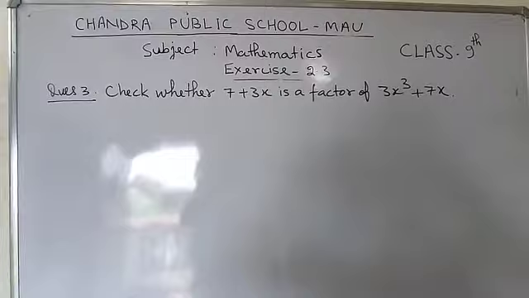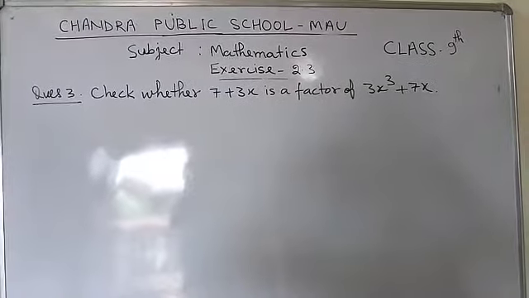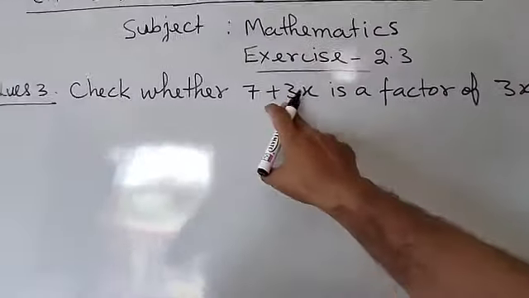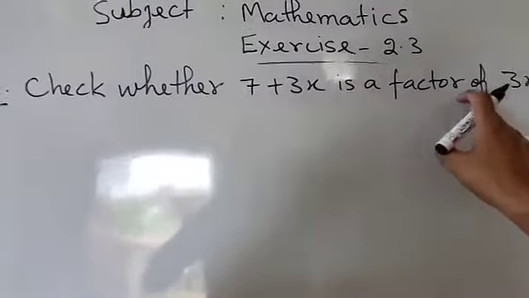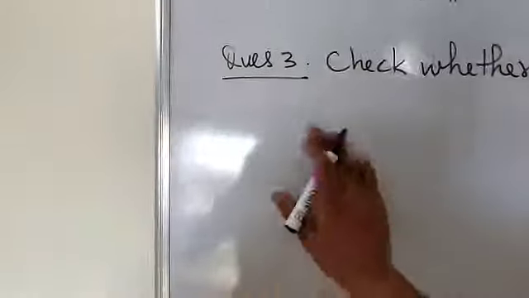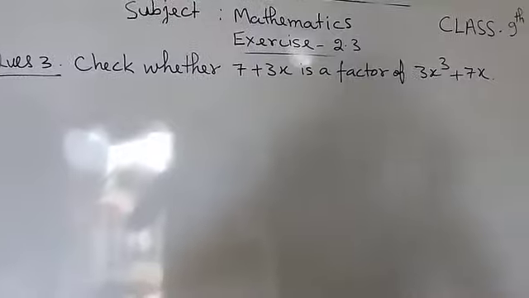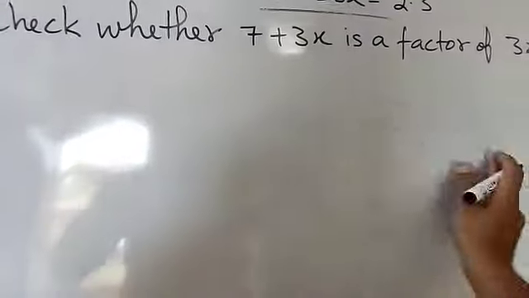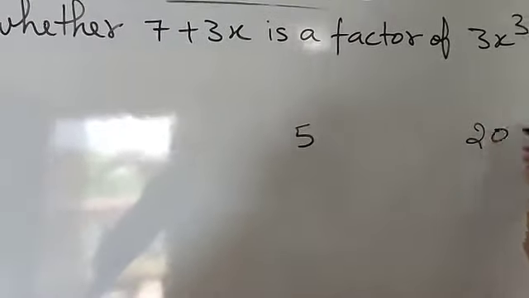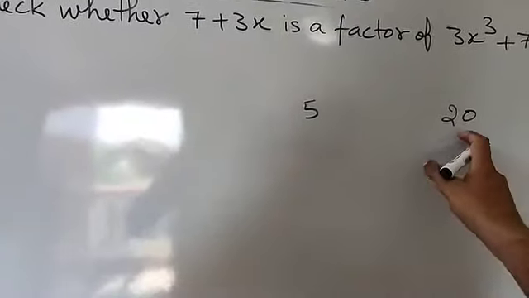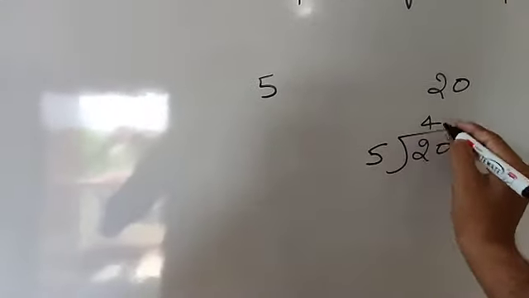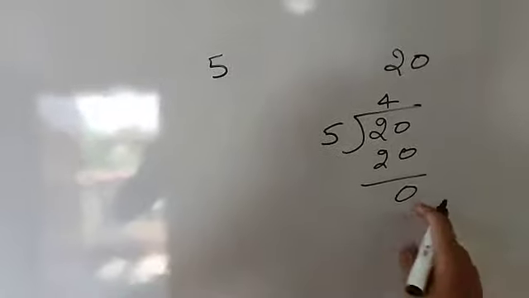Now students, here it is question number third. Check whether 7 plus 3x is a factor of 3x cube plus 7x. You need to check whether this polynomial 7 plus 3x is a factor of this 3x cube plus 7x or not. So before the solution I am going to take an example, and after that I will give the solution. Suppose I ask: check whether 5 is a factor of 20 or not. So what you will do, you will divide 20 by 5, then 5 fours are 20, and here the remainder is 0.